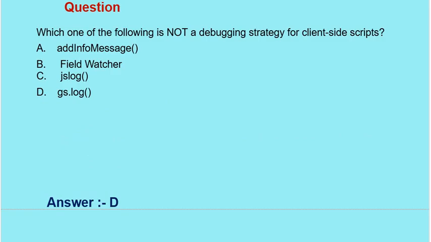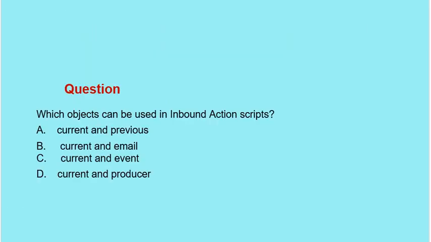Correct answer is option D. Question is which objects can be used in inbound action scripts? Option A, current and previous. Option B, current and email. Option C, current and event. Option D, current and producer.